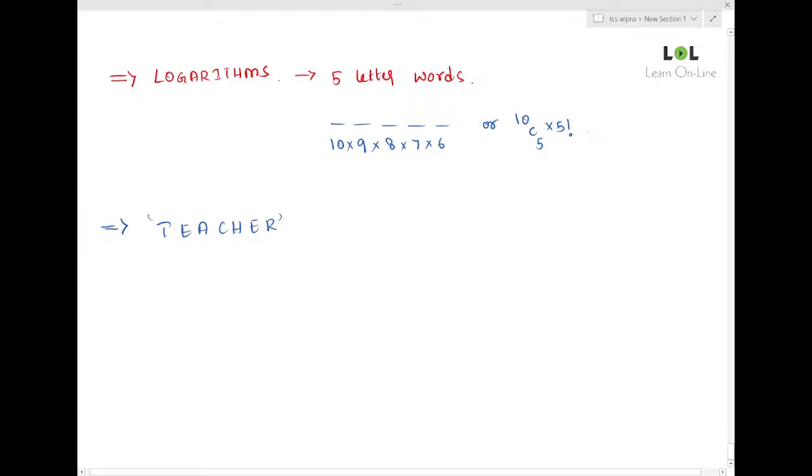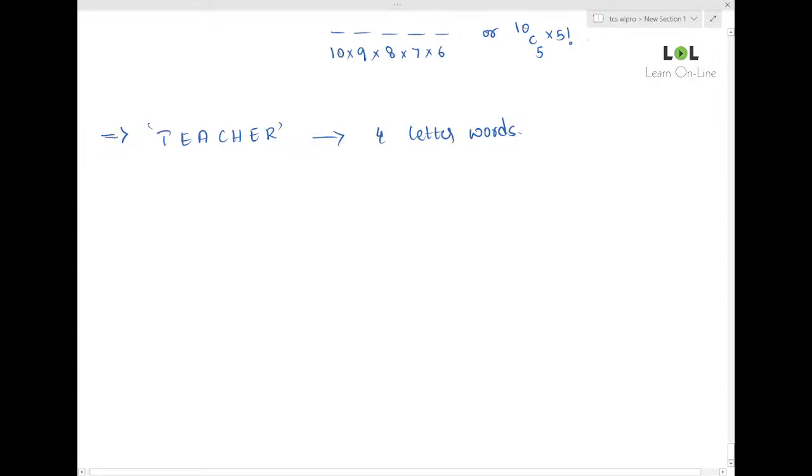Teacher. I want only 4-letter words. Careful guys, a tricky question. Tricky question, high level question, okay? I want only 4-letter words. What we can do here, observe. You cannot directly take 4 places and then do 7 into 6 into 5 into 4 divided by repetitions. No, it doesn't work like that. There are different cases here. Let me show you all of them individually. Stay attentive people, it is slightly difficult.